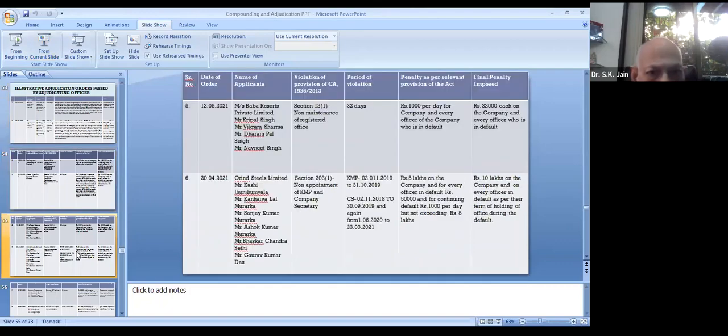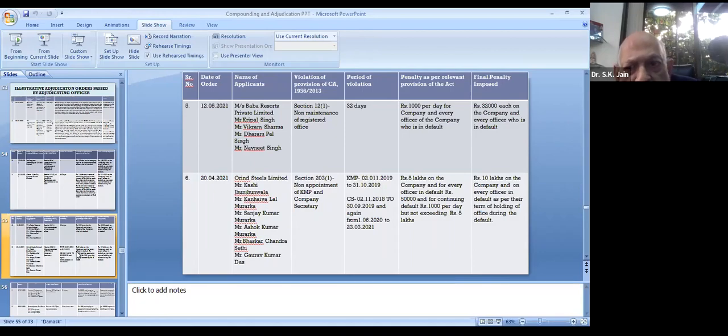Now, another case, 12/5/2021, in case of Baba Resorts Private Limited and its directors, Kripal Singh, Vikram Sharma, Dharampal, and Navneet Singh. Violation of Section 12(1). Section 12 deals with non-maintenance of registered office. Now, if ROC has sent some correspondence at the registered office address of the company, and that has returned back, then the ROC will assume that the company is not maintaining a registered office at the place where its office is situated. So, the period of violation is 32 days.